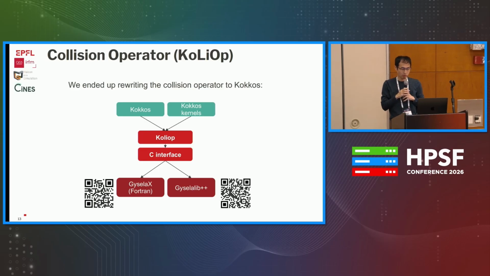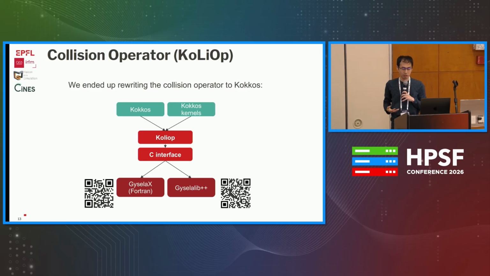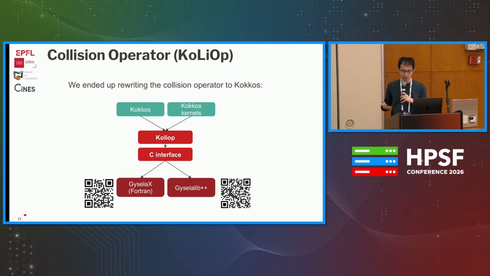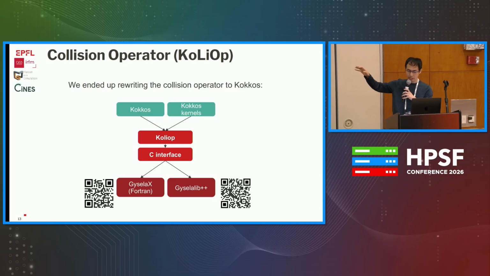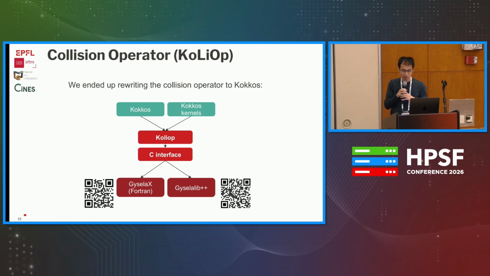So we decided to use Kokkos to accelerate this part, because using just OpenMP target is not flexible enough for us. This actually solves some linear algebra, so we also relied on Kokkos Kernels for that purpose. KoLiOp is fully written in Kokkos and Kokkos Kernels in C++, but we need a C interface to integrate it into the Fortran code directly. So we plug it into the original Fortran GYSELA code with the C interface.